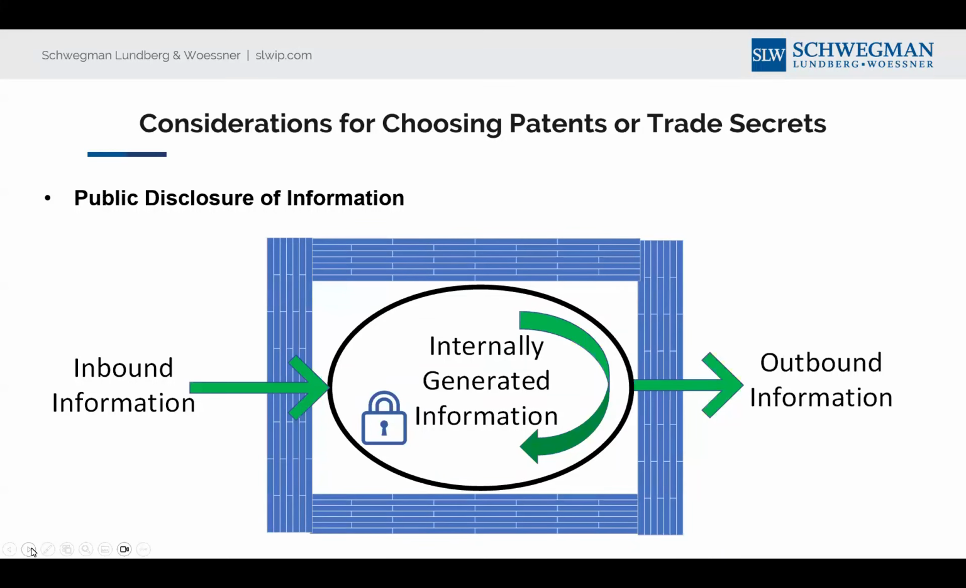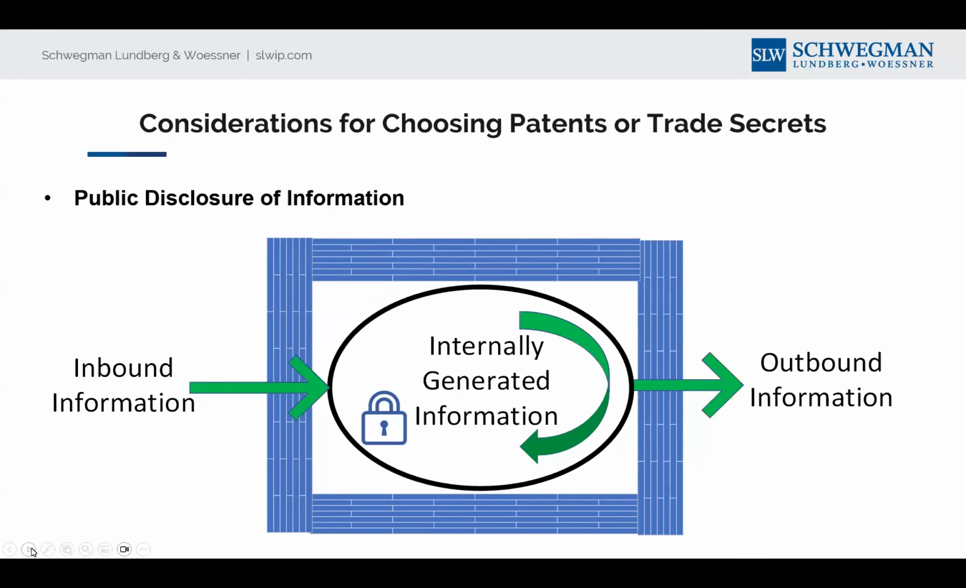There are some jurisdictions like the US that have a grace period, where within 1 year from that public disclosure you need to file the patent application. In others, like Europe, it's immediate: you will lose patent rights once there's an enabling disclosure outside the company.